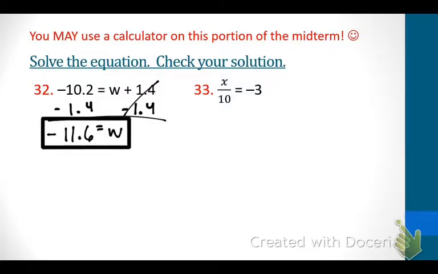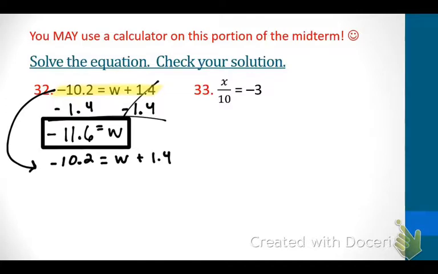Now, it has asked us to check. As I glanced through a lot of your homework, you forgot to do the checking part. So go ahead and drop down your equal sign. All we're going to do this time is take that and bring it down here. Negative 10.2 equals W plus 1.4.